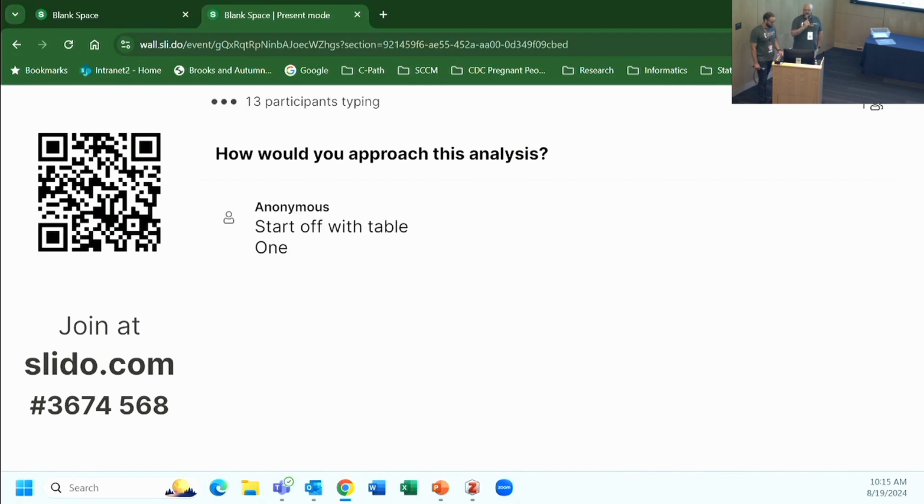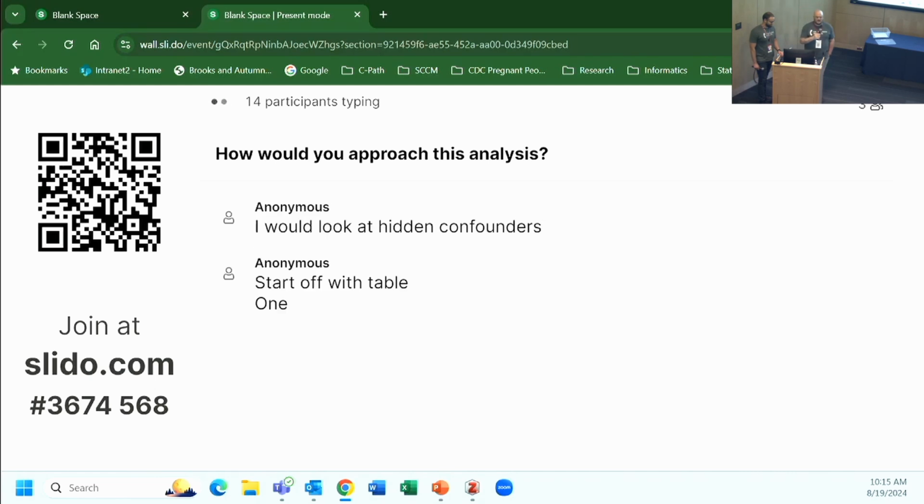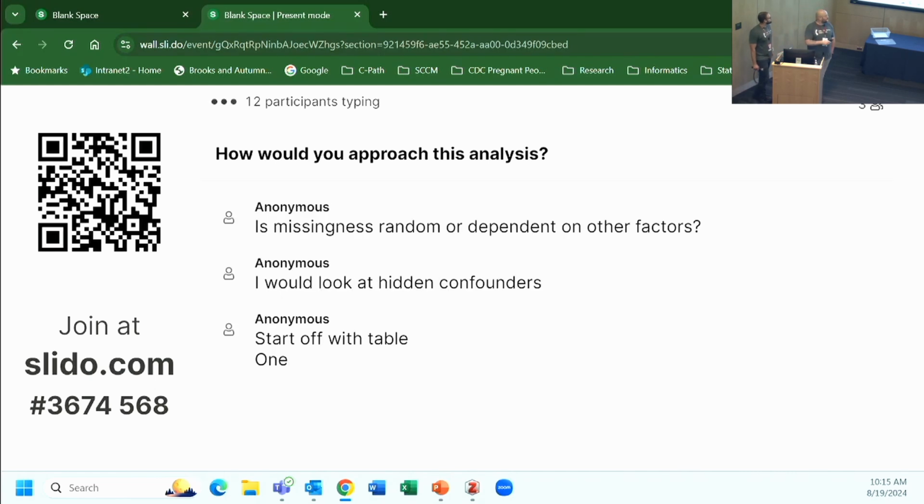And if people want to call stuff out too, that's fine. We just wanted to give it an anonymous platform, but this room is small enough. Any thoughts?